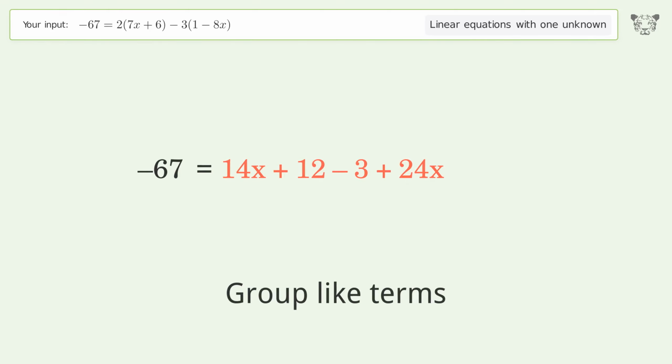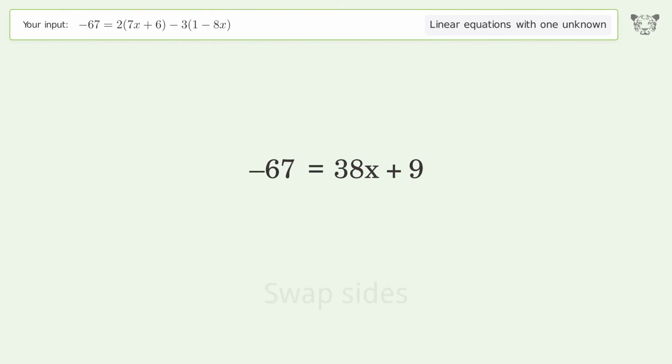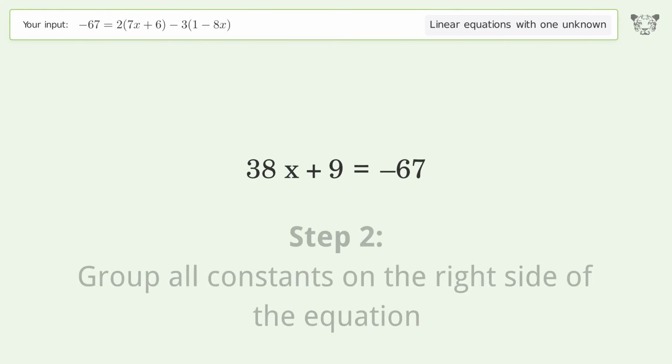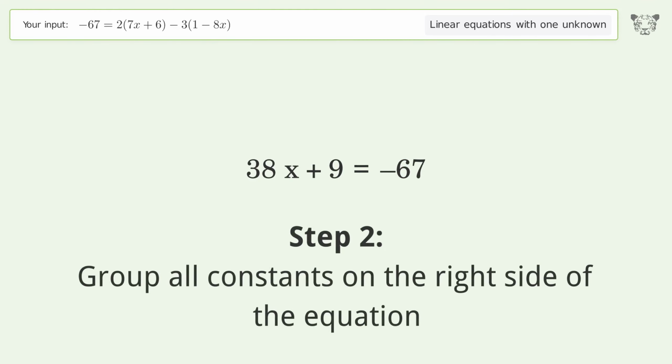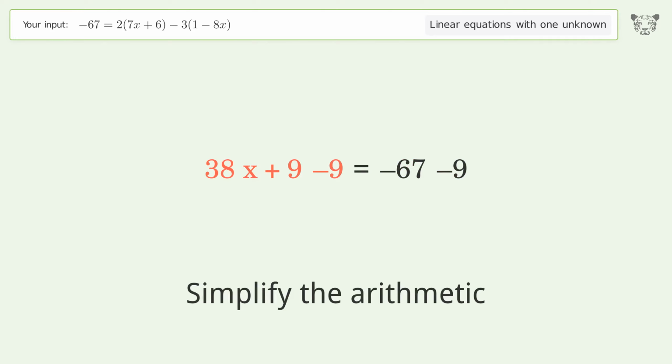Group like terms. Simplify the arithmetic. Swap sides. Group all constants on the right side of the equation. Subtract 9 from both sides. Simplify the arithmetic.